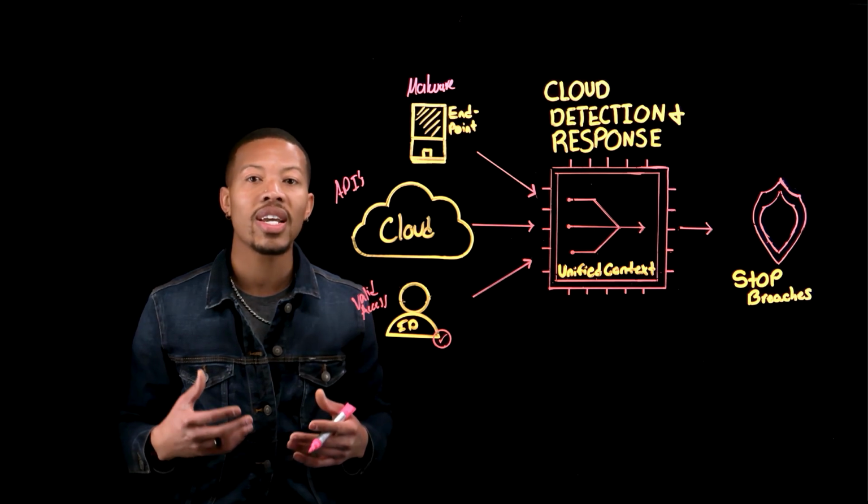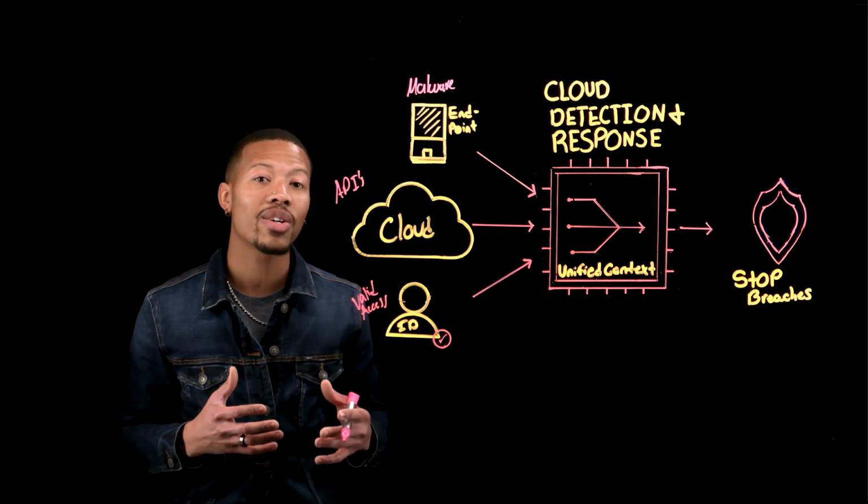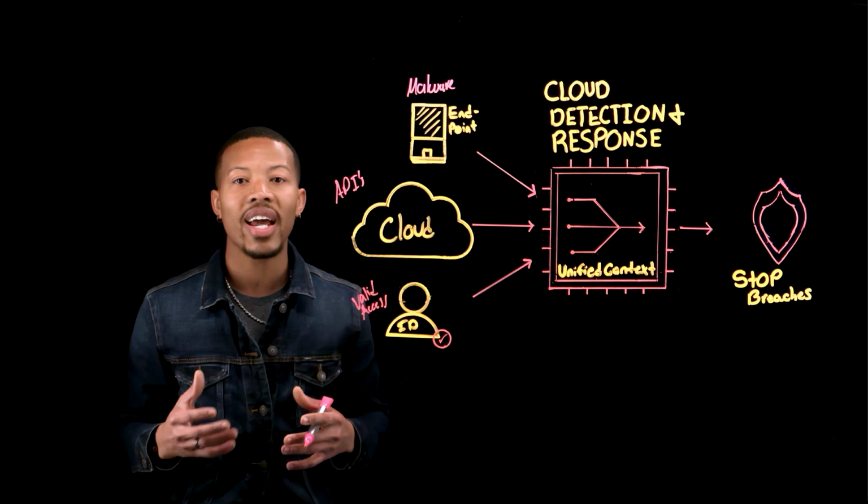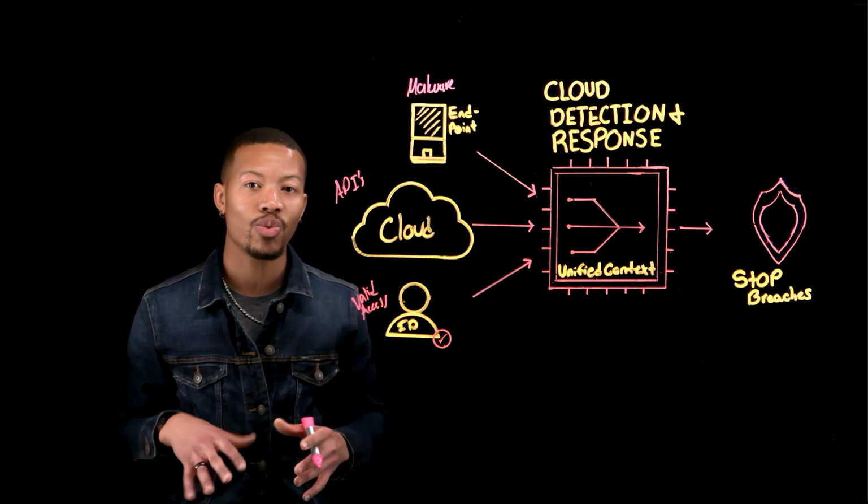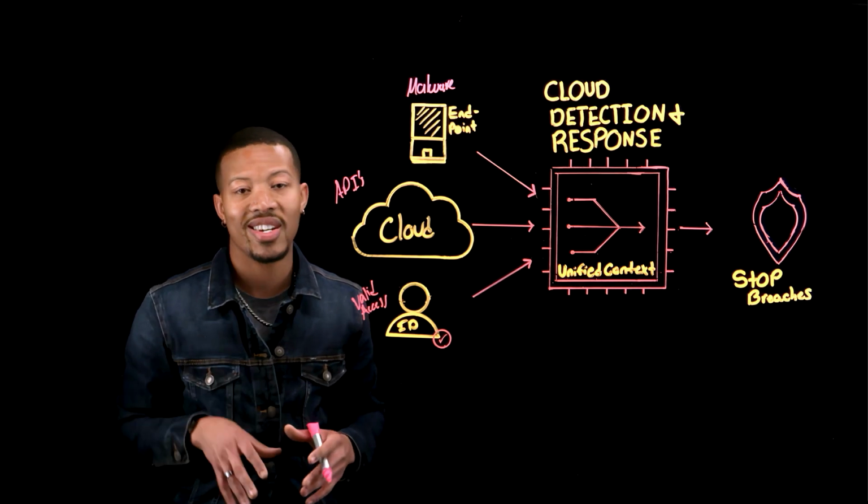So by understanding how an attacker moves across the cloud control plane, modern CDR can accurately identify and stop breaches where traditional tools only see routine activity.